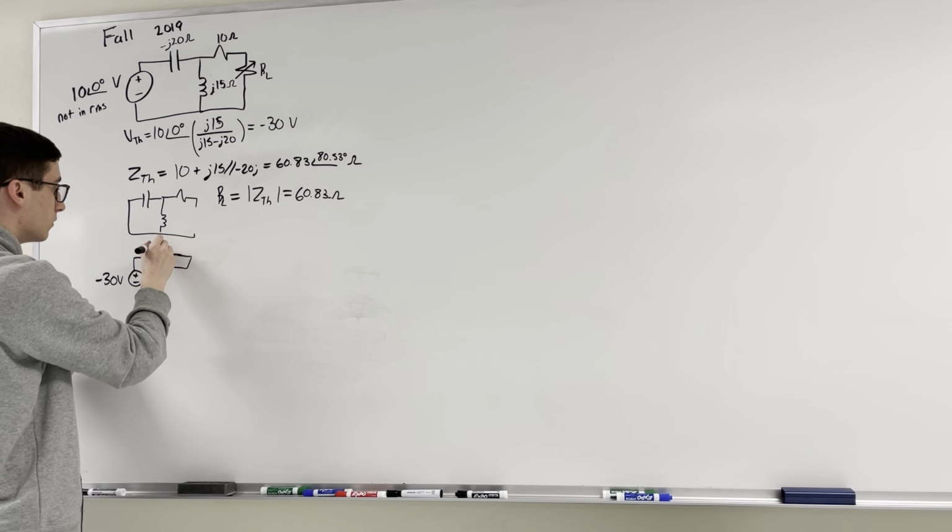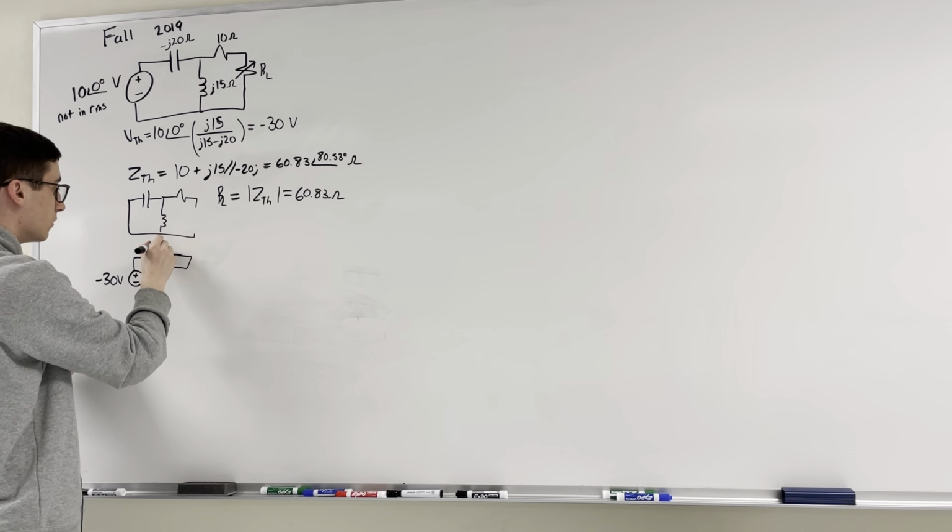All right, so what we want to do is find Pmax. I'll write this over here. Pmax of RL is going to be equal to 1/2. Remember the 1/2 because our value is not in RMS, so it's in peak form. It's going to be 1/2 times the current flowing through it squared times the resistance. All right. So what we need to find is this current, because we already have the resistance, which is 60.83, and we know what 1/2 is.